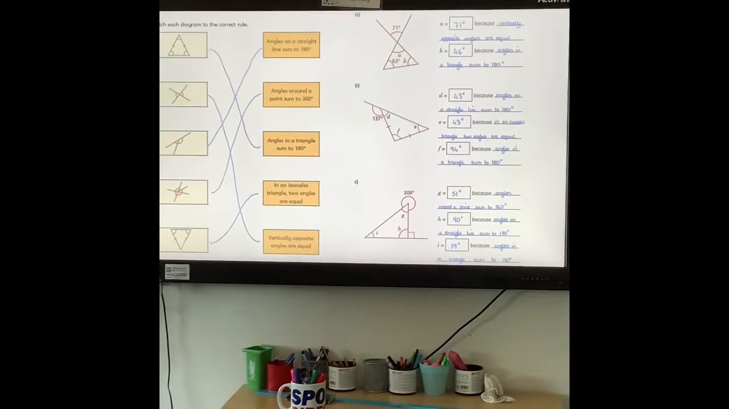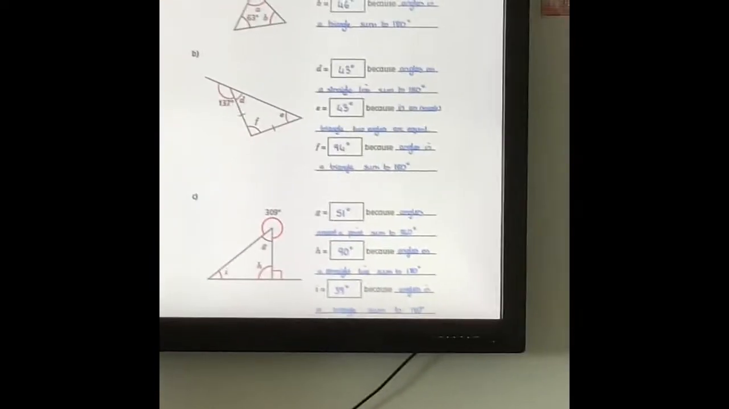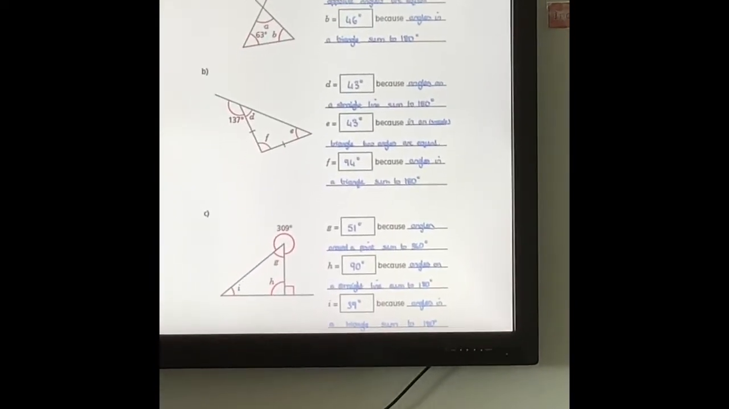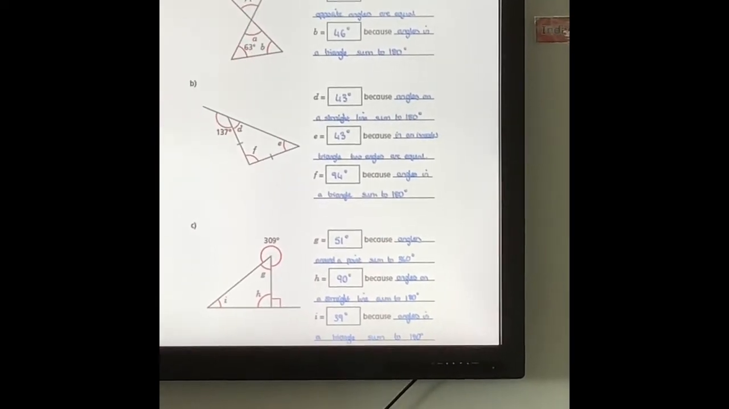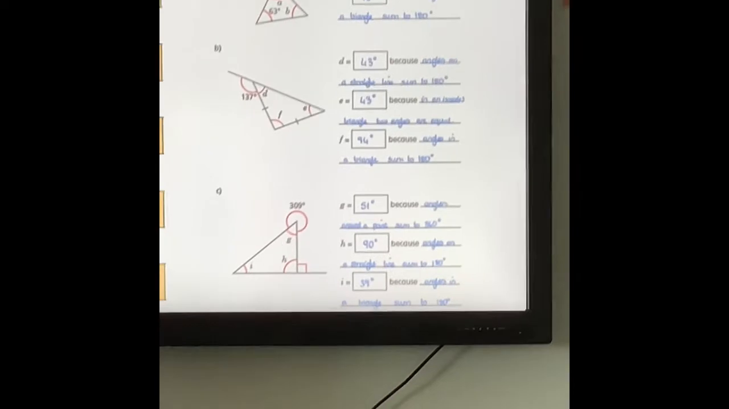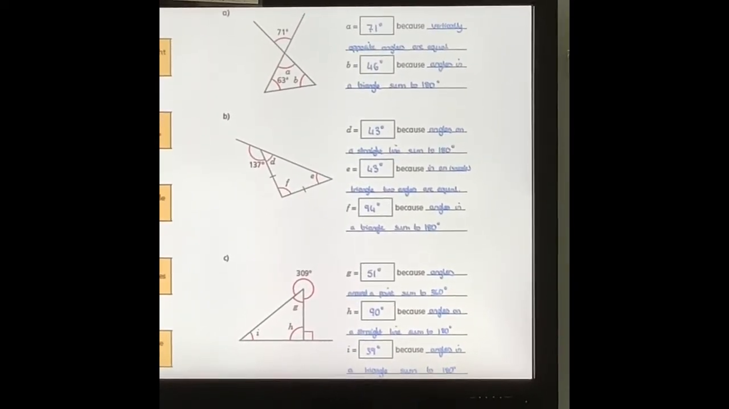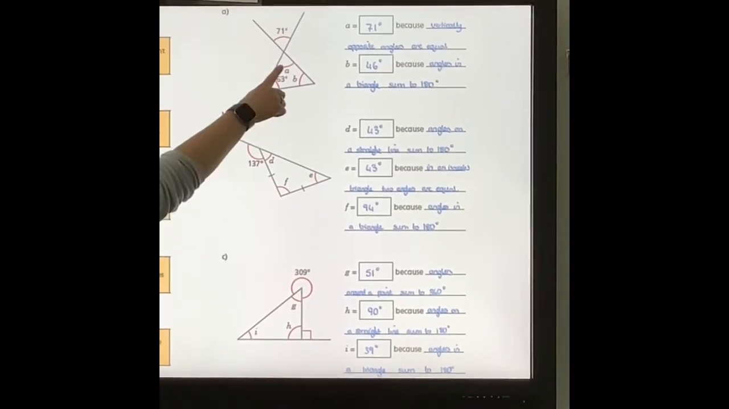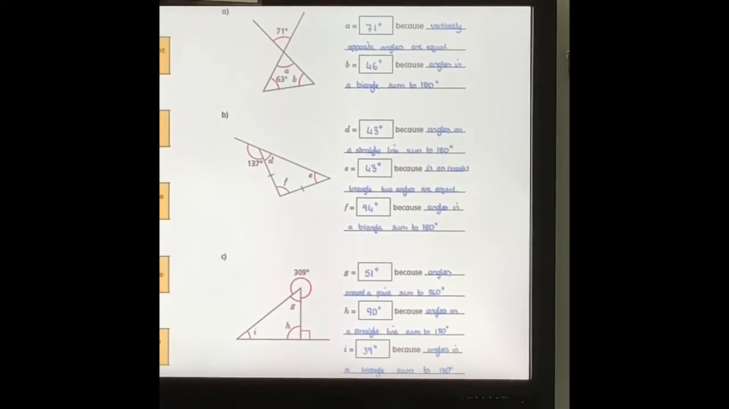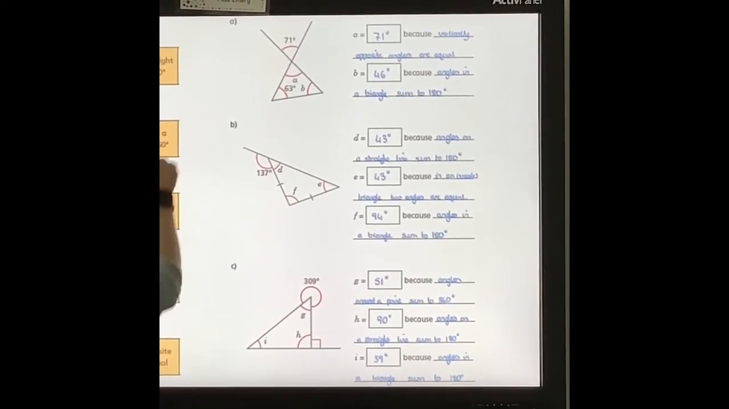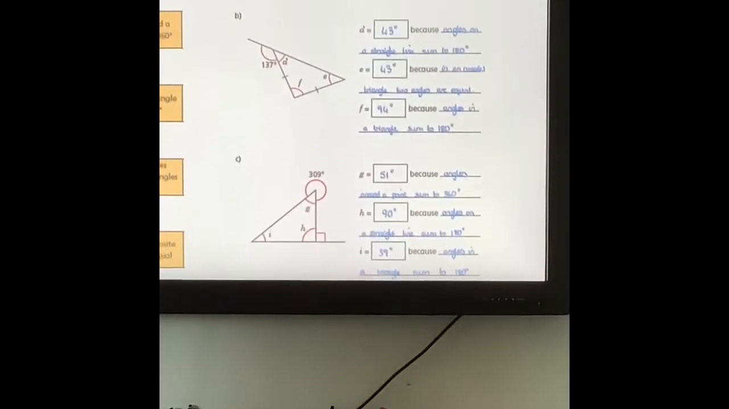Then, over here. Now, if you've used this knowledge, you should know that A is 71 degrees because it is vertically opposite to the angle you've been given. So A is 71 degrees because vertically opposite angles are equal. Then, as soon as you know that that's 71, do 71 and 63 together, take that away from 180, and that gives you 46, because the angles in a triangle add up to 180. B, right.